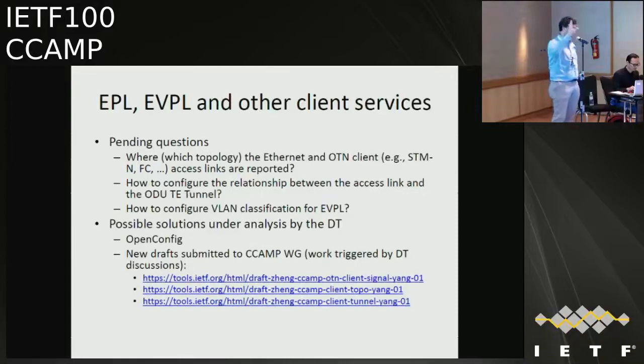And if they have these access links and we have the T-tunnel, we have to configure the relationship, because the T-tunnel is between TTPs, and then we need to know which access link goes into it. Once you set up the T-tunnel, you have to say that this service is an association between the access link and the T-tunnel. And also in case of EVPL, you have VLAN ID classification criteria that has to be configured. VLAN number 1 goes over tunnel number 1, VLAN number 10 goes over tunnel number 10. This information is not in the current models.